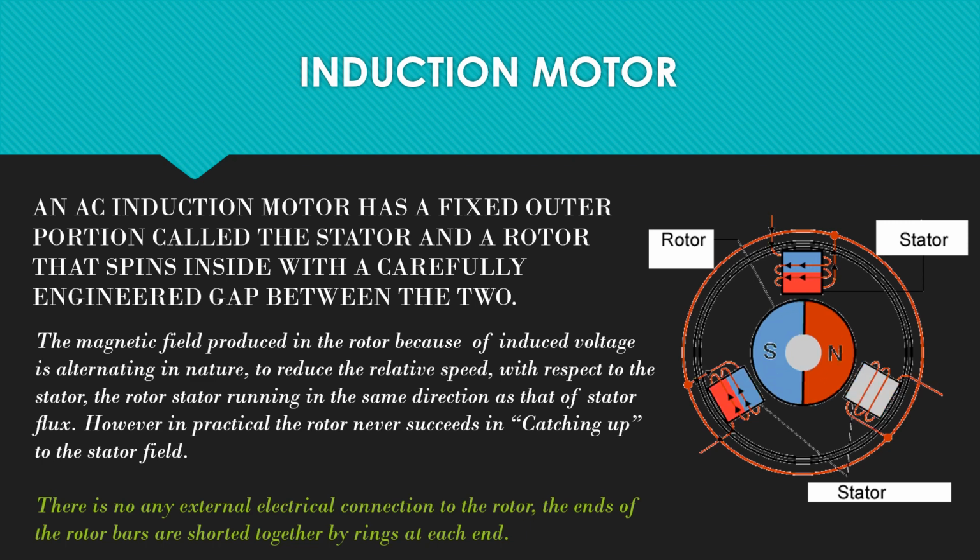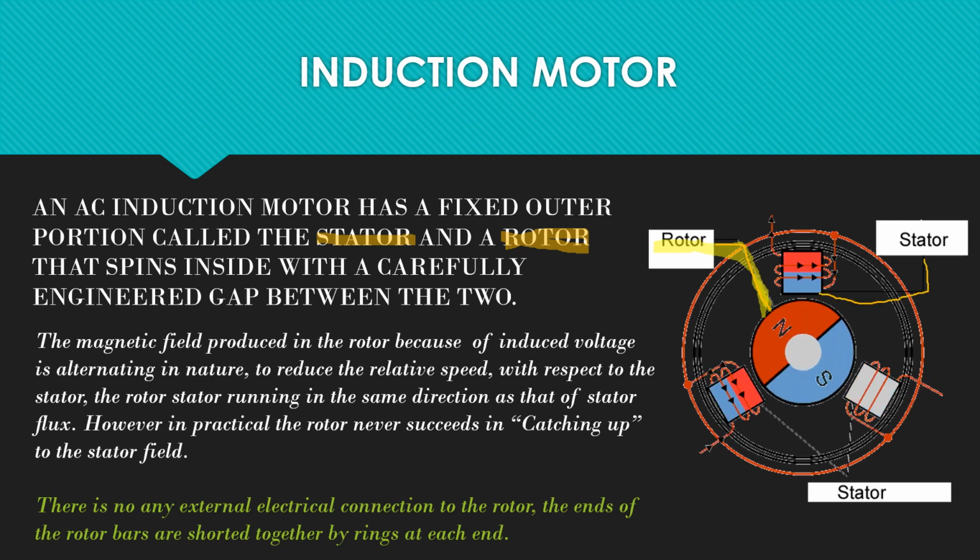Induction motor. An induction motor has a fixed outer portion called the stator, and the rotor. Before this, we have already learned about the stator and rotor. Right now, let's come to this portion, how these things actually look. So this is the rotor part. We can see here, this is the rotor part. Let's take a pen, it is not clear actually. This is the rotor part, and here is the stator part.